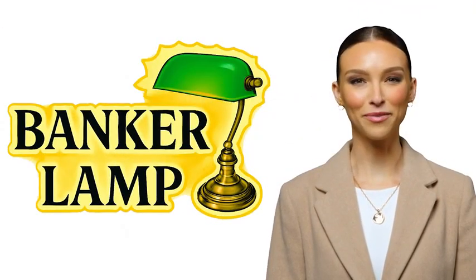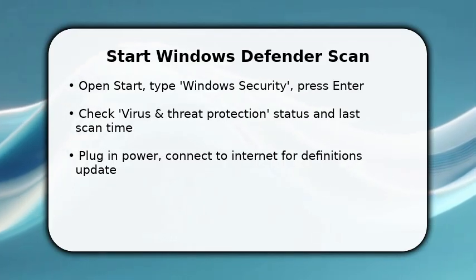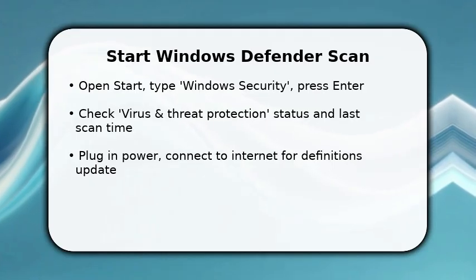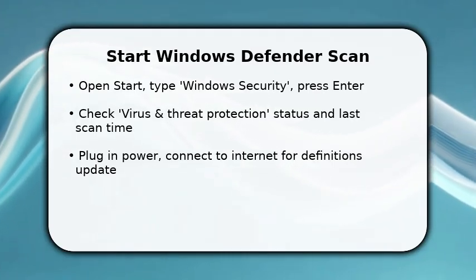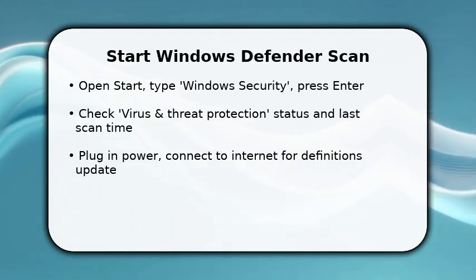Please enjoy the video. You begin by opening Windows Security so the tool actually runs. Type Windows Security in Start and press Enter. Once the app opens, go straight to Virus and Threat Protection and confirm the last scan time so you know if a fresh scan is needed.